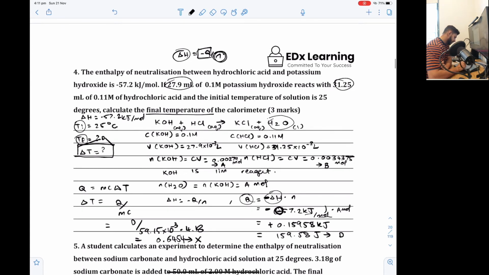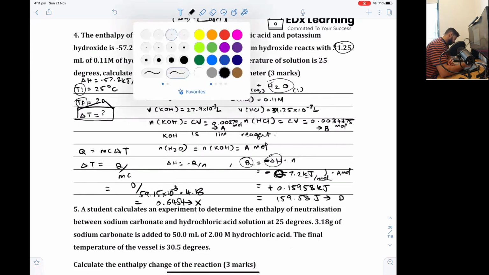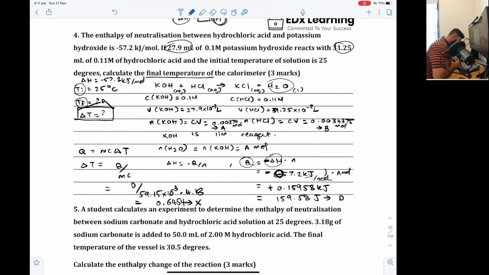Good. And the final thing we can say is, well, we know that change in T is equal to TF minus TI. We're trying to find TF. So TF is change in T plus TI. So the answer is equal to 25.645. You said 25.7. Is that because you rounded it, but it wouldn't round up?